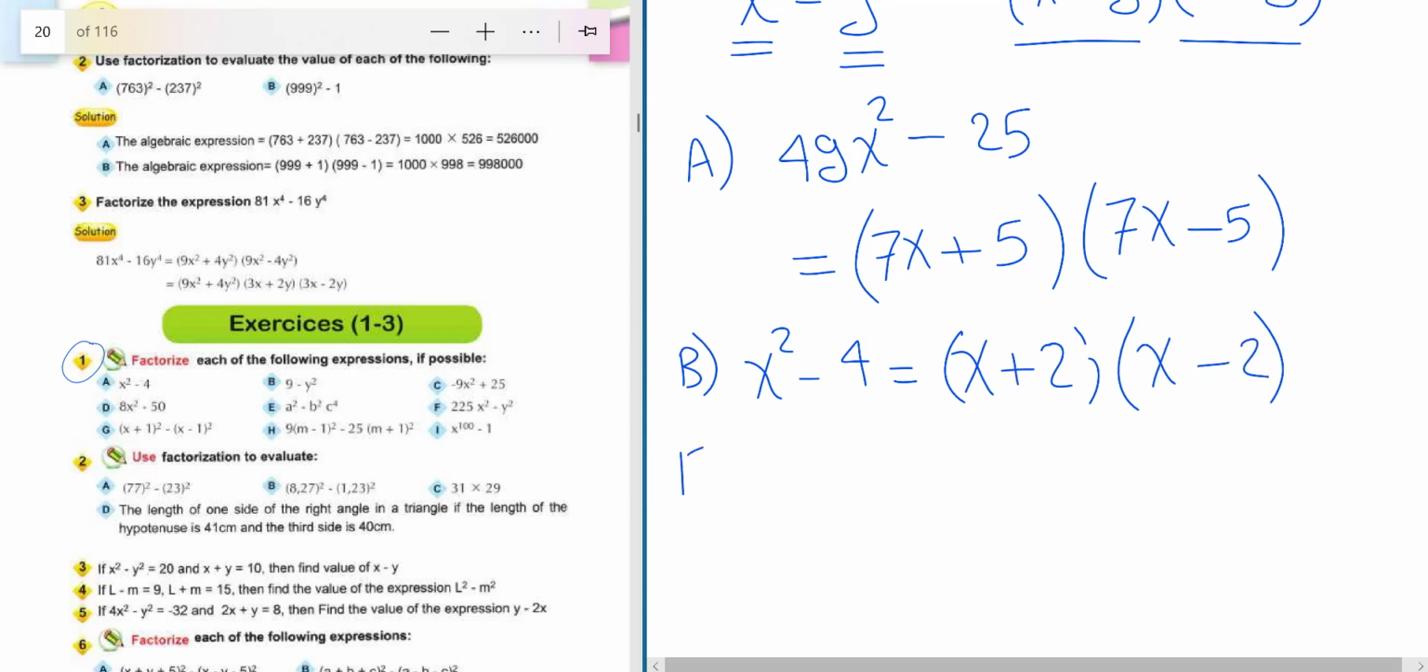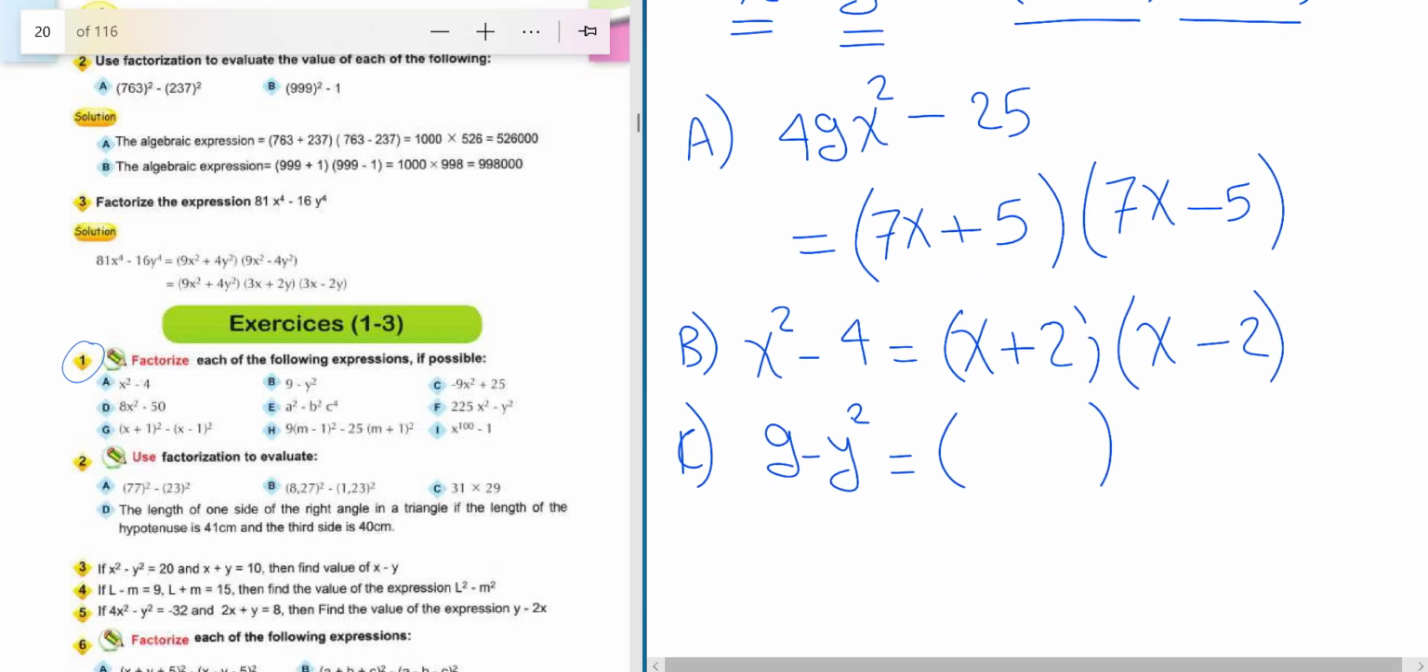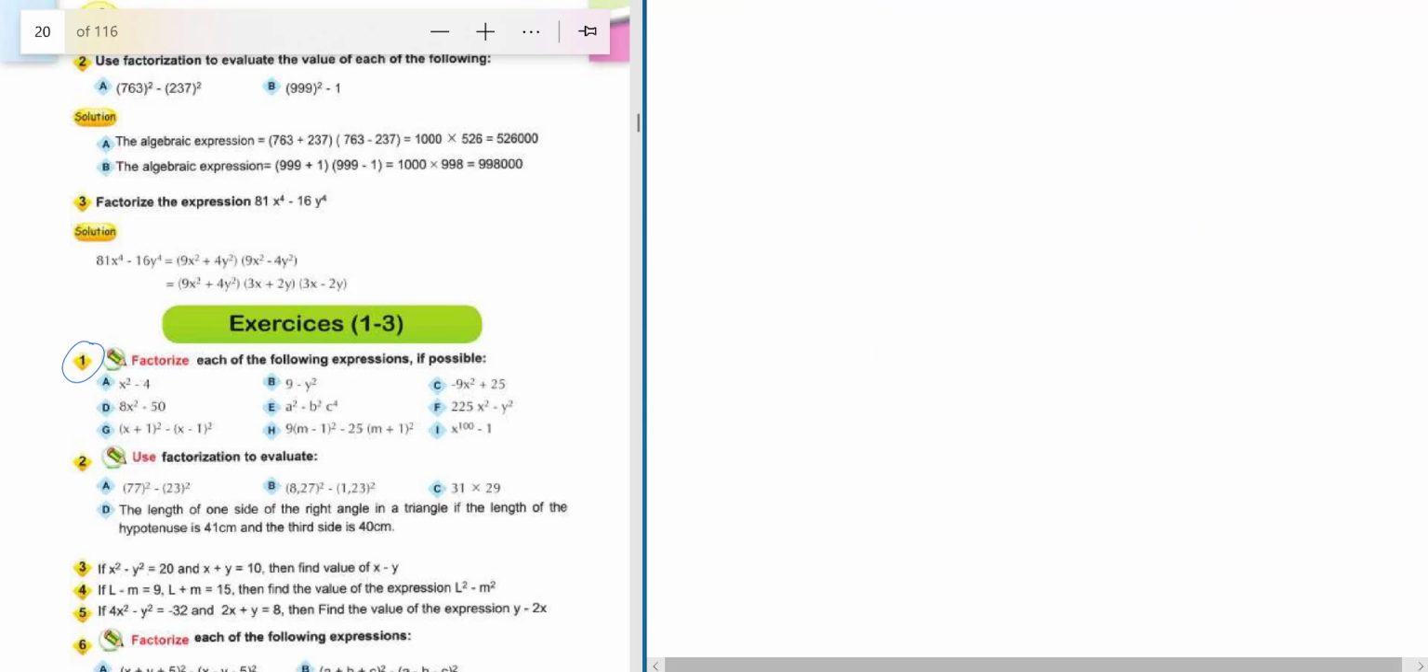Number c, 9 minus y power 2 equals: the first quantity is 3 and the second is y. Their sum and their difference. Another one.